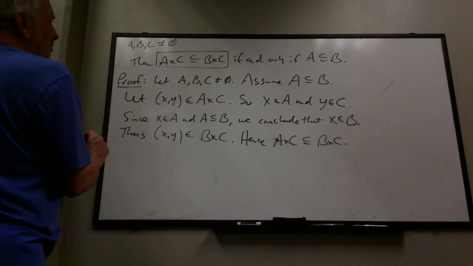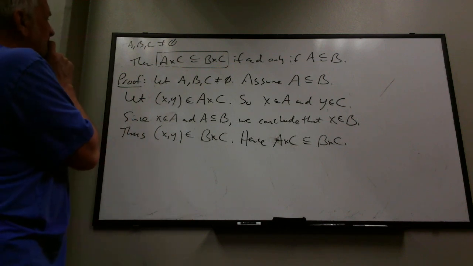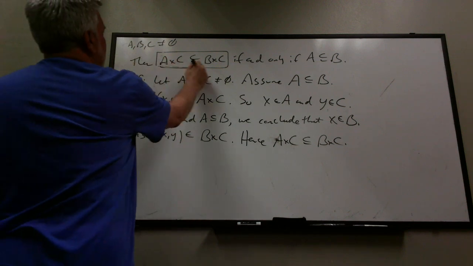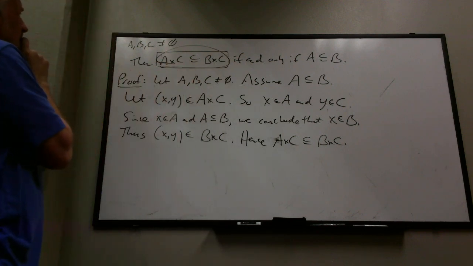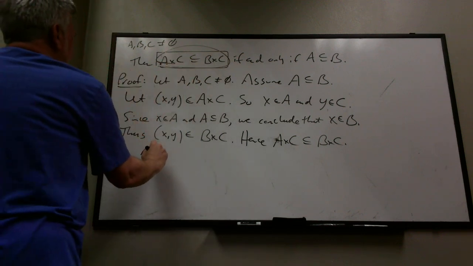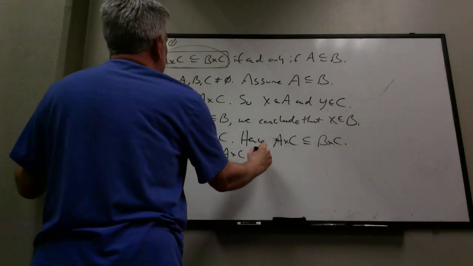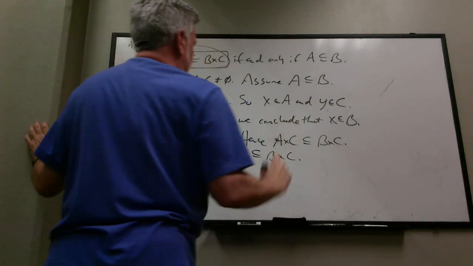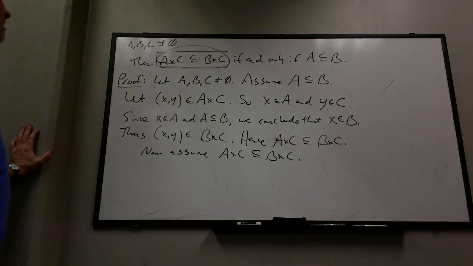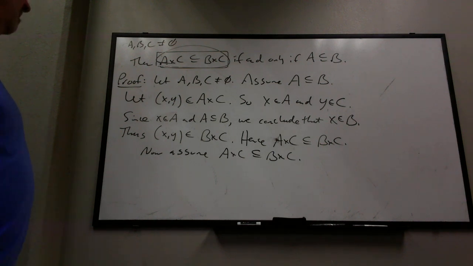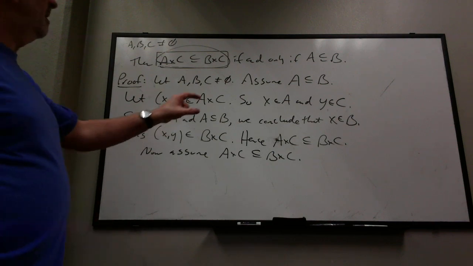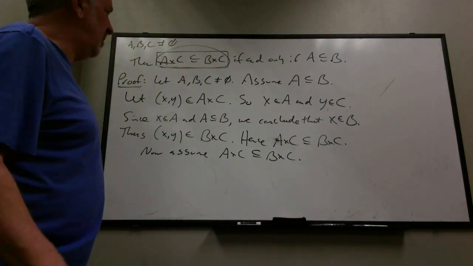Okay, so let's go the other way. I'm probably going to have to erase. Okay, so now let's assume A cross C is a subset of B cross C. And now we want to show that A is a subset of B. That's what we're trying to show.